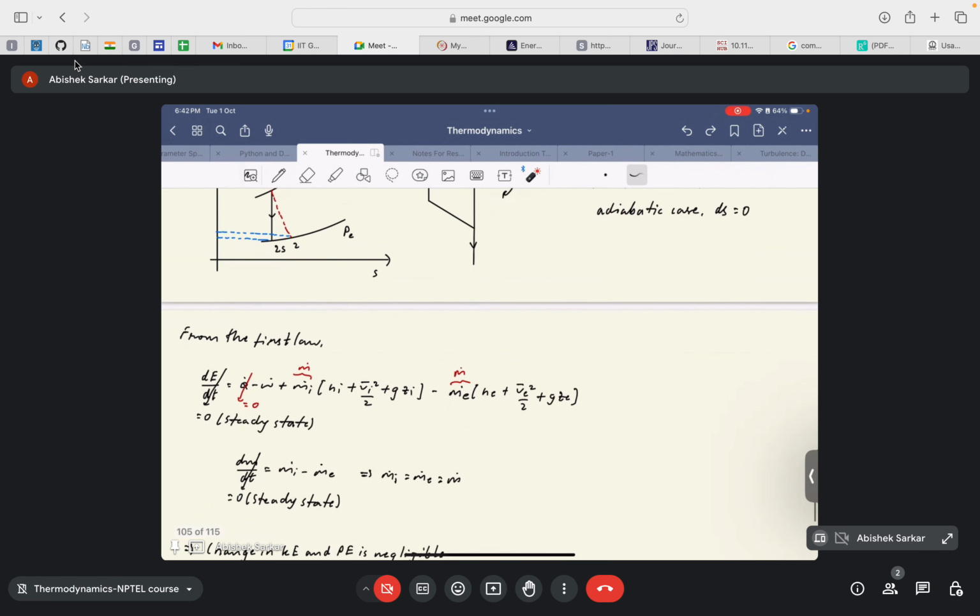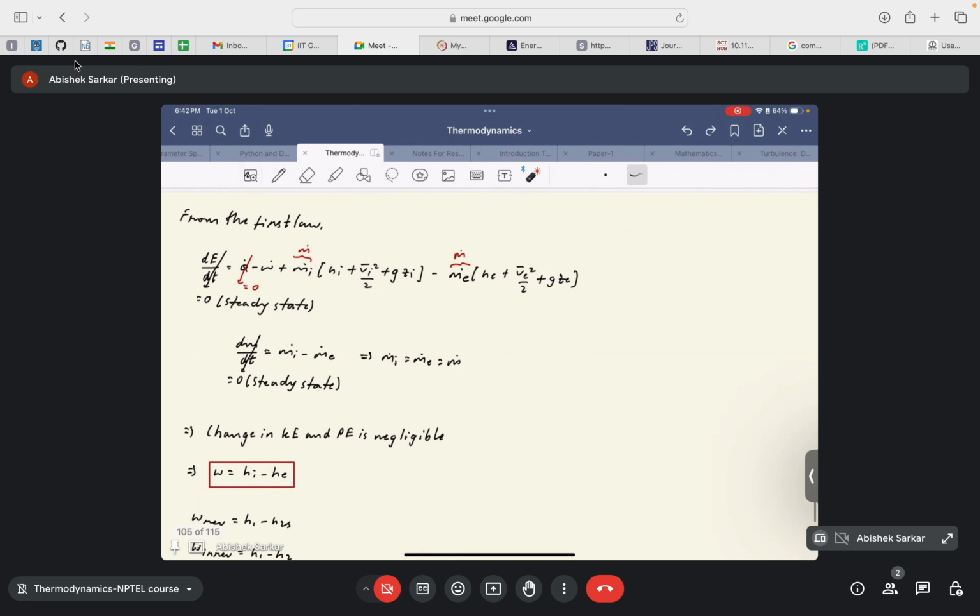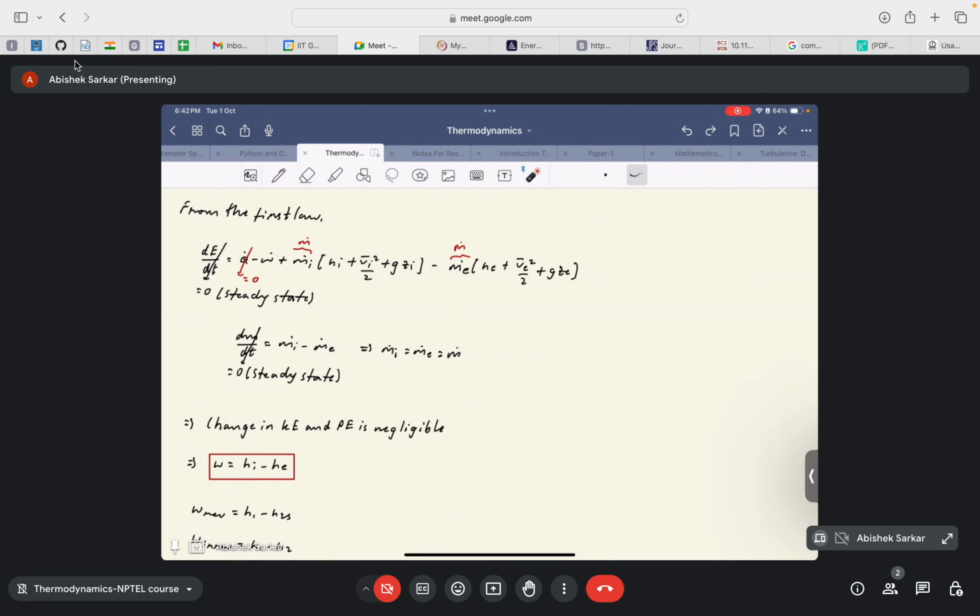Now if we substitute mi dot and me dot as m dot, as I have shown here, and if we consider net heat interaction as 0, then we will have that. And moreover, if we consider the net change in the kinetic and the potential energy as 0, because basically the net change in the enthalpy is much greater than the net change in the kinetic and the potential energy, we will have that the net work produced by the turbine is equal to hi minus he, for a reversible adiabatic case.